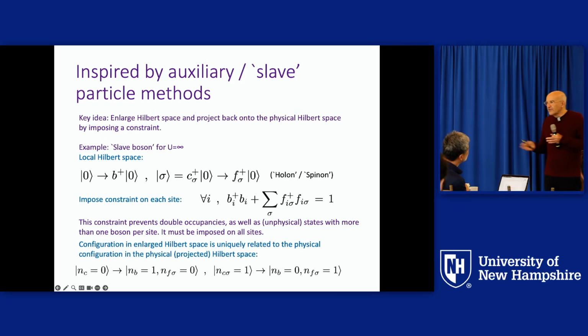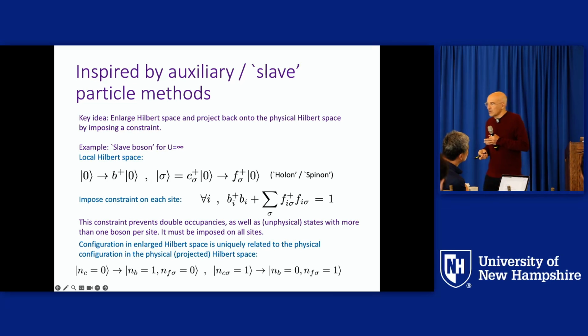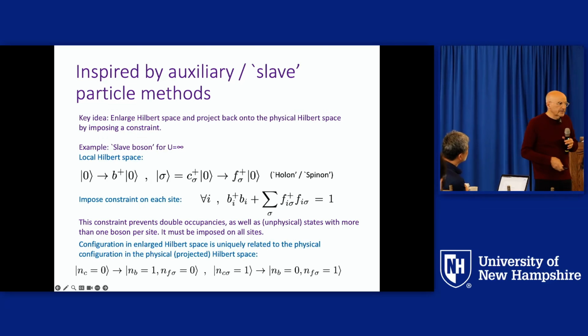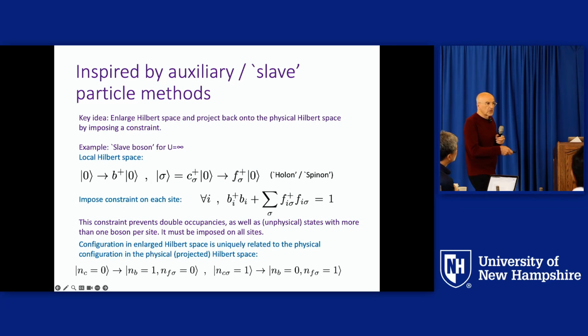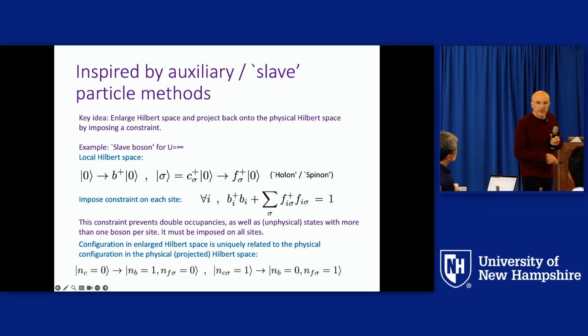But of course, if we let the boson do whatever it wants to do, that's a huge infinite dimensional local Hilbert space because boson numbers are not bounded. And what we need to do is to impose a constraint that either we have one boson or we have one fermion, right? So the total number of particles should be one on each site. And this is the projection that takes you back from this enlarged Hilbert space to the physical Hilbert space.